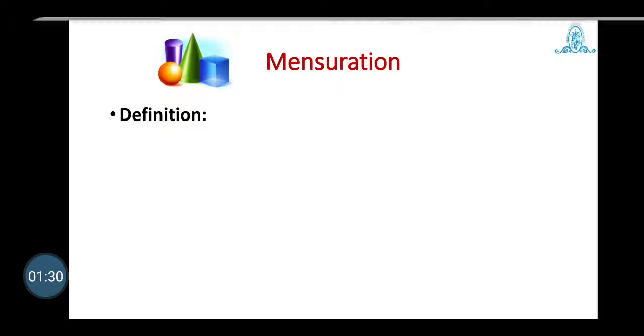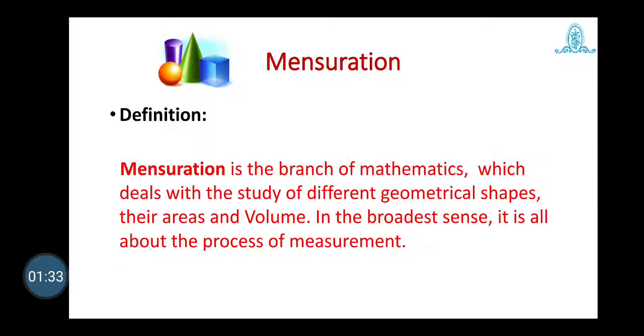So, which shapes will we learn in this lecture? In this lecture, we are going to discuss area and perimeter of two-dimensional figures. Before that, what is meant by mensuration? We will discuss the definition. So, the definition of mensuration is the branch of mathematics which deals with the study of different geometrical shapes, their areas and volume. In the broadest sense, it is all about the process of measurement.